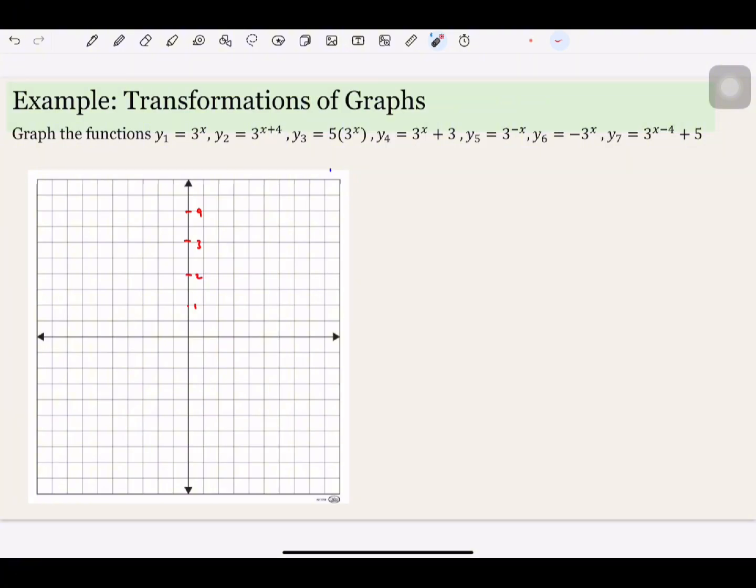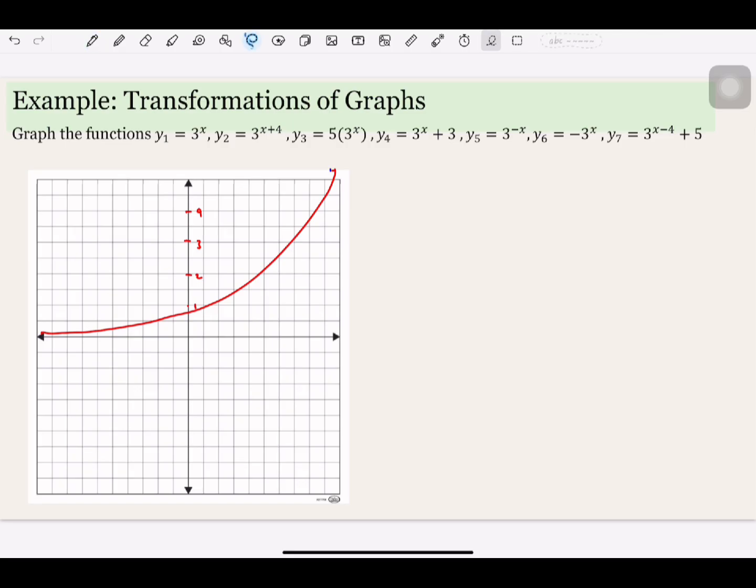Okay, so let's analyze how different transformations affect the exponential function y1 equals 3 to the power x. We'll look at 6 variations of this function and describe what each one does to the graph y equals 3 to the power x. So first of all, let's sketch y1. We already know it's an exponential growth. So let me sketch that function.